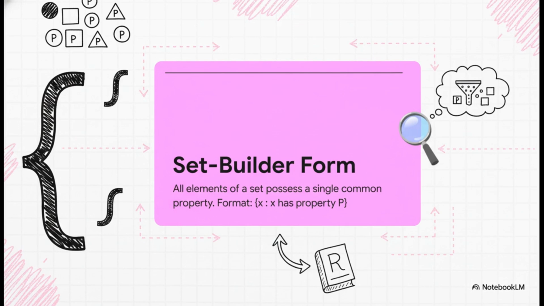Okay, on to our second method, set builder form. This one's a little different. Instead of listing everything, we just state the rule or the property that every element in the set has in common. The format looks a bit mathy, but it's simple. You read this as the set of all x such that x has property p.